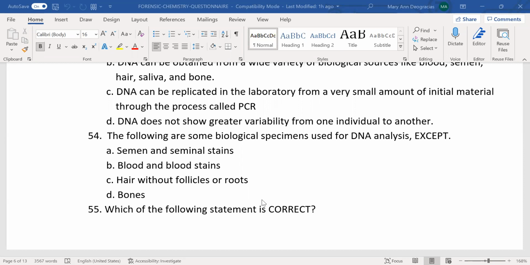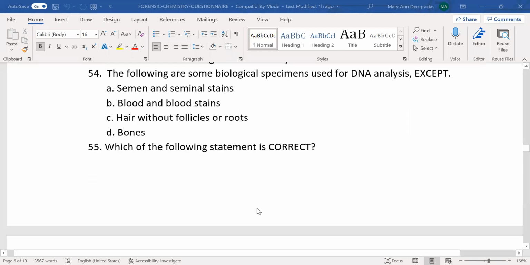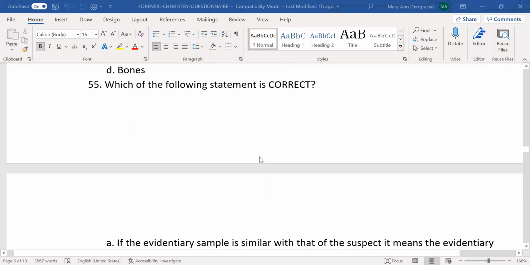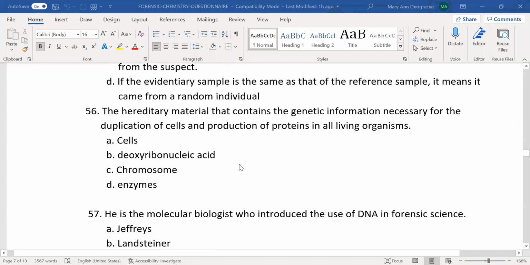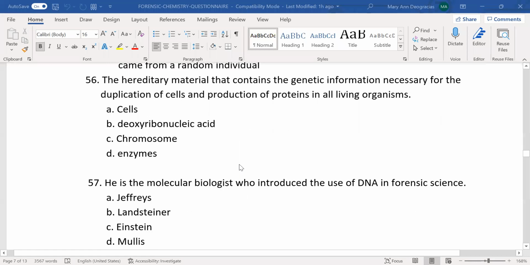All right. Next, number 55. Which of the following statement is correct? Mga case study ito eh. Na-repeat lang yan. Sorry. 56 na tayo. The hereditary material that contains the genetic information necessary for the duplication of cells and production of proteins in all living organisms. Anong sagot natin dito? Okay. So it's the deoxyribonucleic acid. Okay. Ang chromosomes hindi naman. Enzymes hindi. Lahat ng katawan natin. Alright.